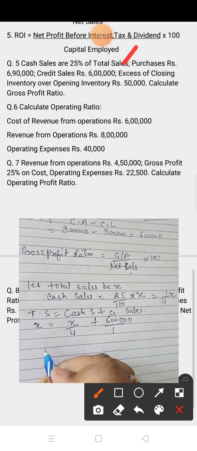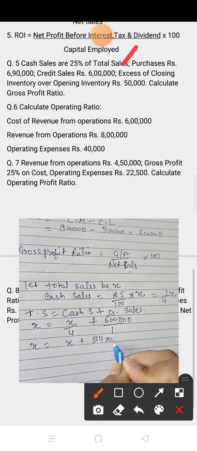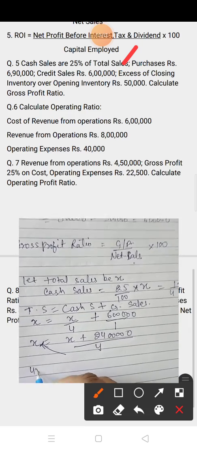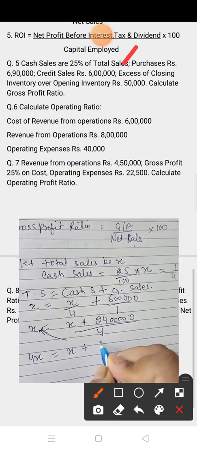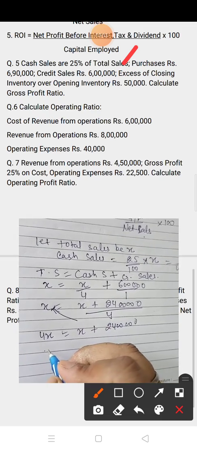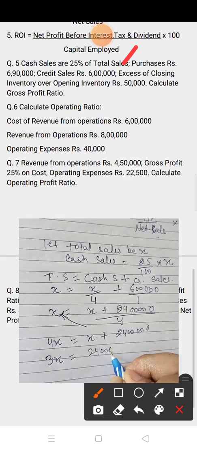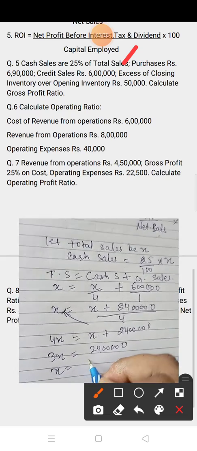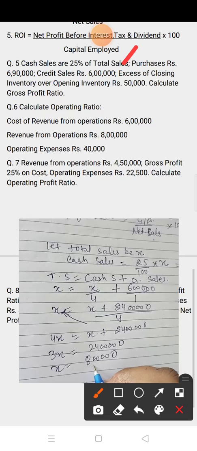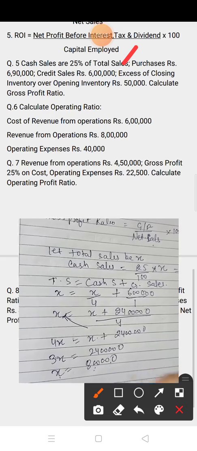Now take the LCM and solve. It is 24 lakh upon 4. Now cross multiply, 4X is equal to X plus 24 lakh. Now 4X minus X is equal to 3X, equal to 24 lakh. Now X is equal to, divide by 3, it is 8 lakh. So X means total sale. Now the total sale value is 8 lakh.